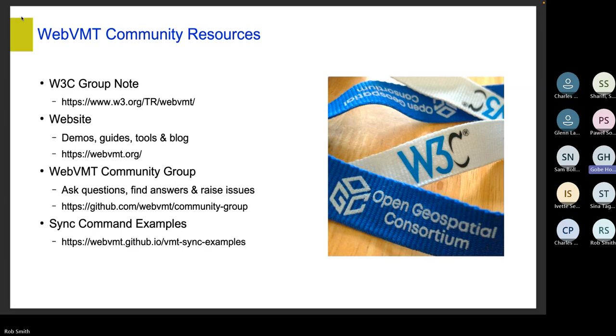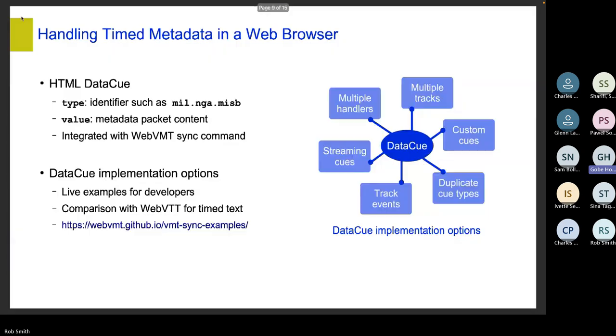So this is why data queue is of the form that it is. I go back to that. It has a type and value. The type is a label, so in this example, MISB, and the value is whatever data you want in whatever form you want. It could be binary, it could be JSON, XML, RDF, whatever. So yes, you could come up with an XML or JSON schema to put your data in there.